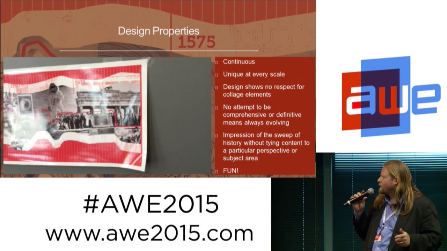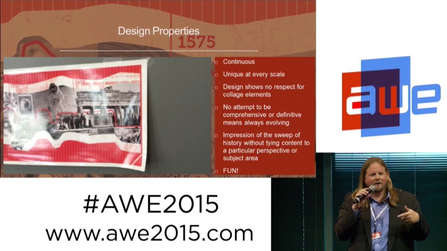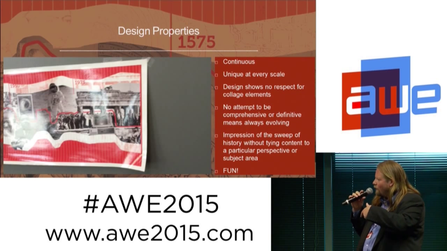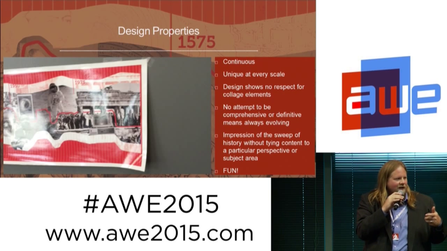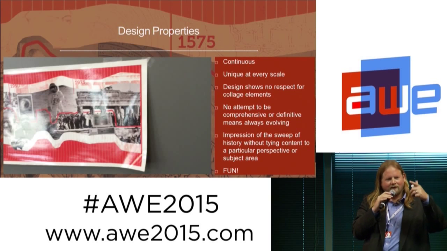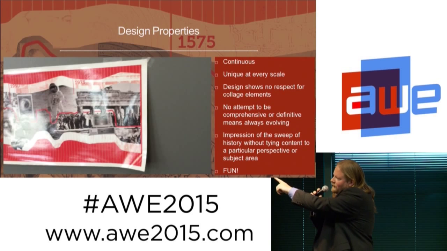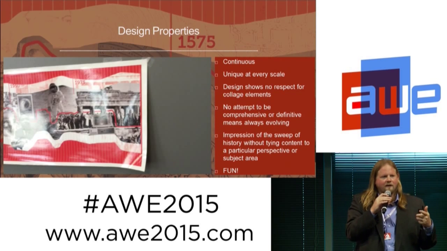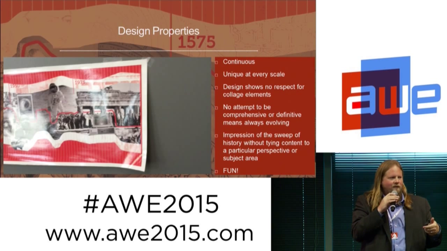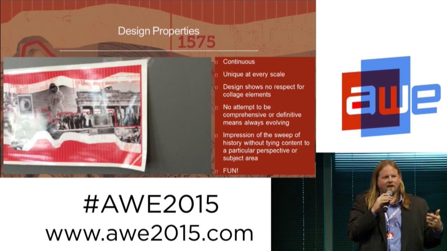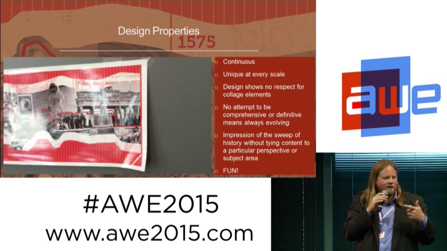And the reason it works is because it's continuous, it's unique at every scale. The design shows no respect for the collage elements. It's a silly, disrespectful, irreverent kind of collage design that just creates a wash of history. Everything there is an exemplar of that year, and the only part that's really specific is those lines. Each individual line represents a certain year. The rest of it is just a generalized representation of that period in history. Therefore, the content can be about anything, and you don't expect every tiny piece of it to be only about whatever the picture is.